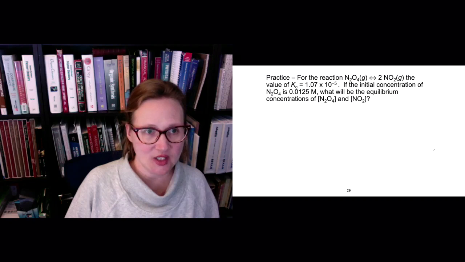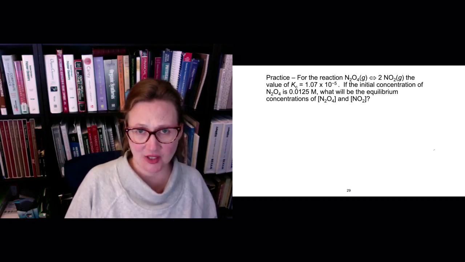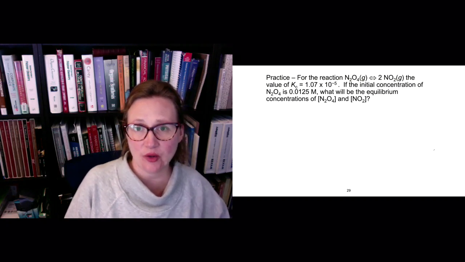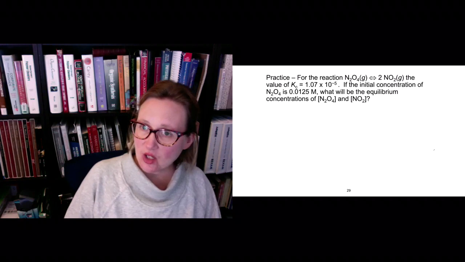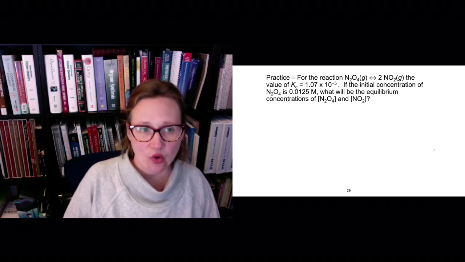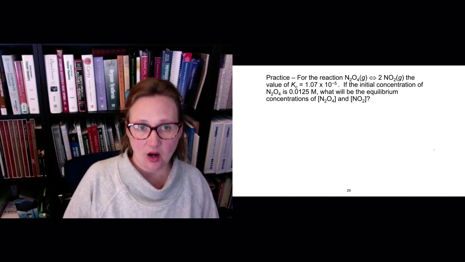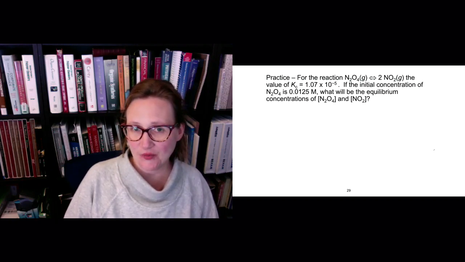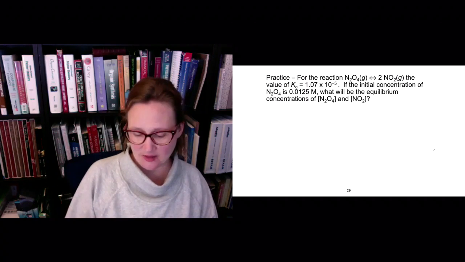All right, so let's do another practice problem. So we have this reaction again, our N2O4 forms 2NO2. We have a value of Kc. We have our initial concentration of our N2O4, which is our reactant, and we're going to calculate the equilibrium concentrations of our N2O4 and our NO2. Okay, so we're given an initial concentration and we're given an equilibrium constant.